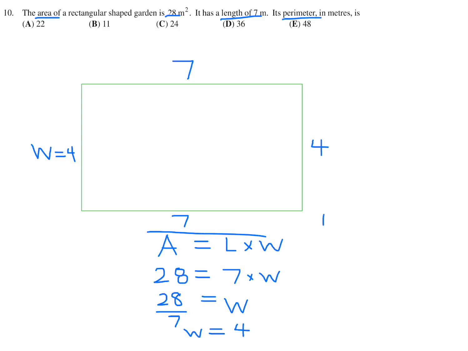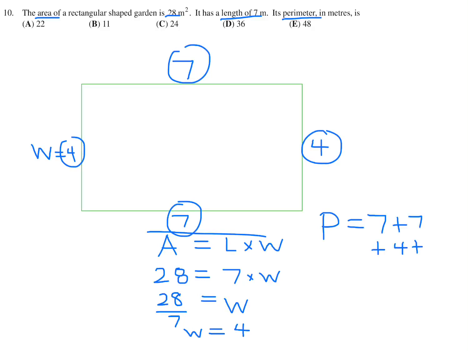So now we can calculate the perimeter. Perimeter is 7 plus 7 plus 4 plus 4. That equals 14 plus 8, or 22. So the answer to this question is A.